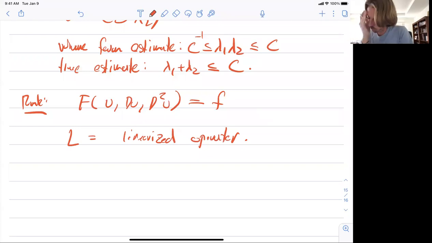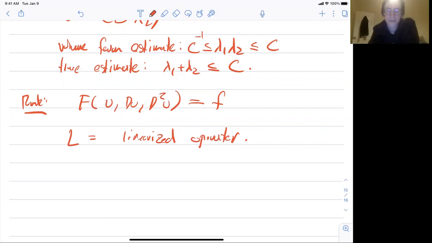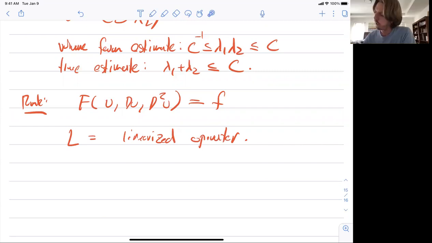Let me just think for a moment. I'm just trying to think about the most general way to say how it gets used. So in the end, one wants similar kinds of estimates for this. You want to know, is your linearized operator uniformly elliptic depending on F or something like that, right?